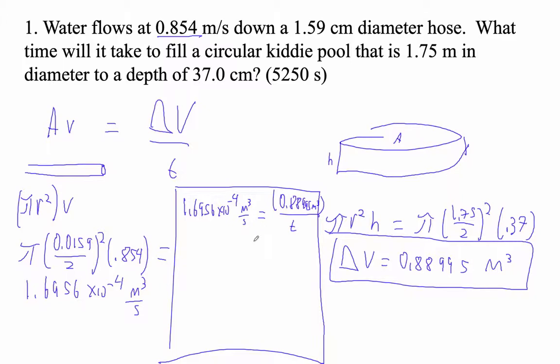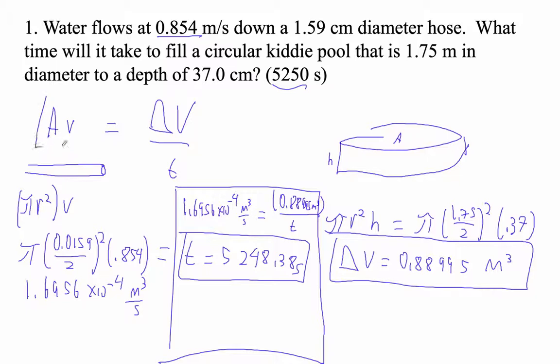So obviously it's going to be this divided by this. So I'm going to take the first number I calculated, divide by the second number I calculated, and I get the t is equal to 5248.38 seconds. With 3 sig figs we'd have to say 5250. All right, so these ones are just, the water flowing down the pipe is the cubic meters per second, and then you're gonna have time, and then maybe you'll figure out a change in volume or something like that. Okay, but pretty basic, I feel like.